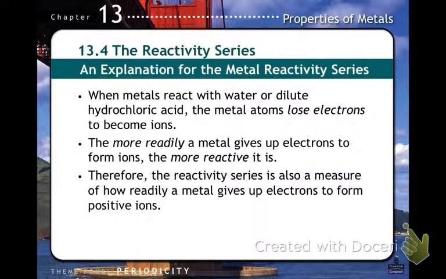So it basically means that the reactivity series is also a measure of how readily a metal gives up electrons to form positive ions. For example, sodium is always dying to give up its electrons as compared to, let's say, copper. Copper is very reluctant to give up its valence electrons. That's why it is much less reactive.